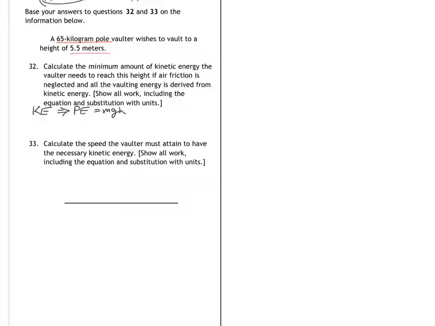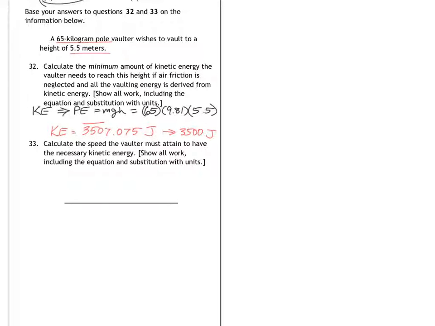So PE is mgh. Her mass is 65, the gravitational acceleration is 9.81, and the height she wants to reach is 5.5, which is this very large number of joules. Now with significant figures, I really should only be keeping 2 of these digits, so my best answer is going to become 3,500 joules with no decimal point.